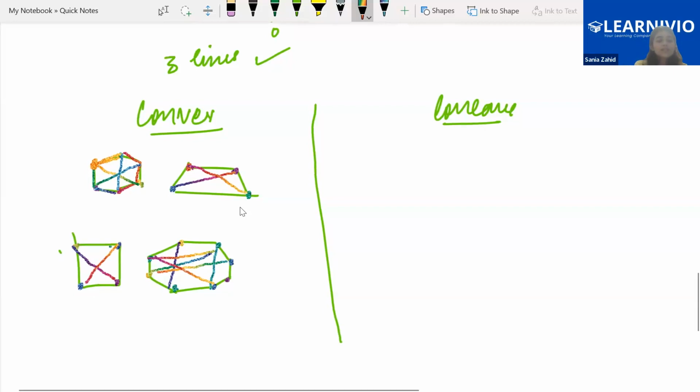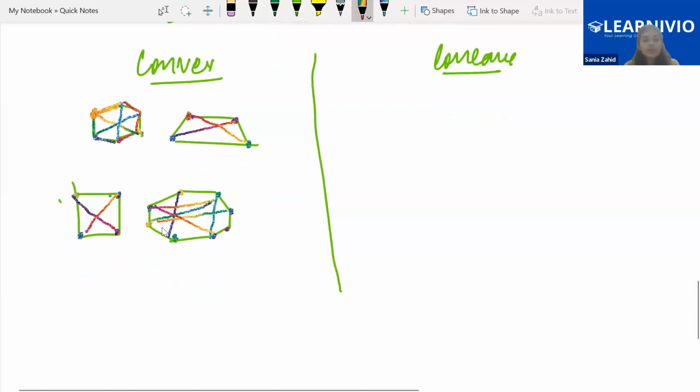So why am I calling them convex polygons? Whenever you try to join the vertices of any two line segments, you're going to get either an internal line or the same line of the figure itself. You're not going to form any new line outside the figure.